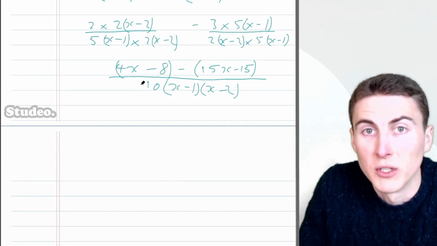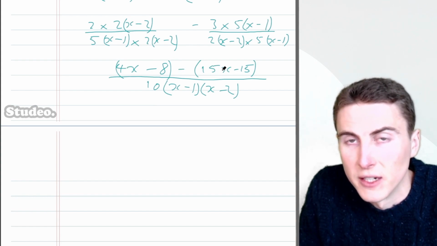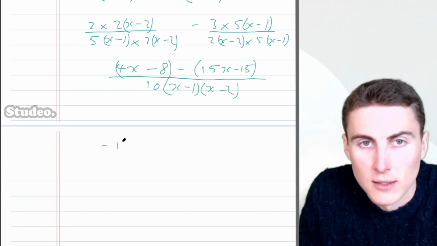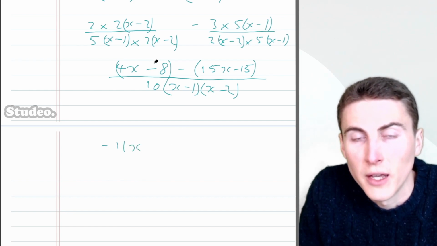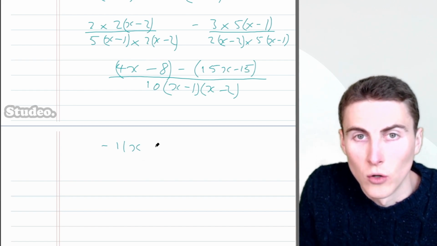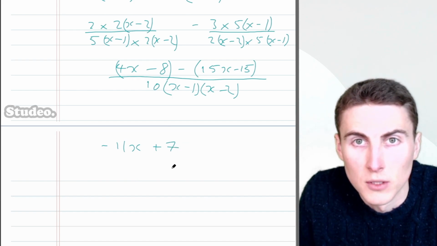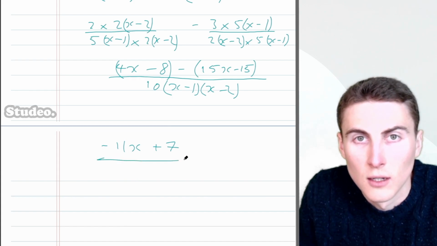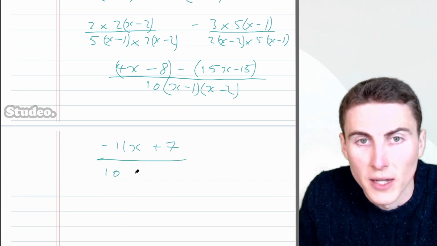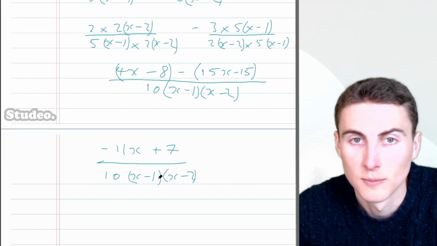So the last thing we need to do then is to simplify the top bit. So 4x, take away 15x, gives us minus 11x. And then minus 8, take away negative 15, the same thing as adding 15. So we're going to get plus 7. And then on the bottom, we can just keep it as 10 sets of x minus 1, x minus 2. And that's it. We've simplified it down as much as we can.